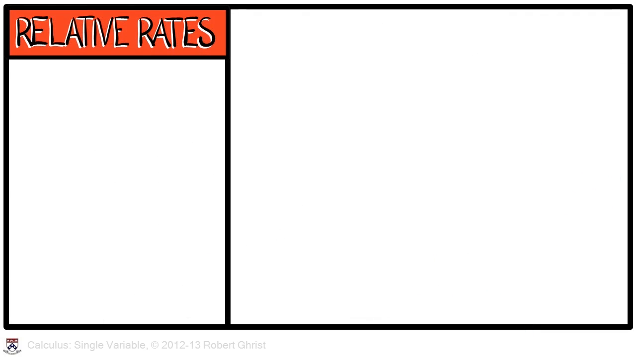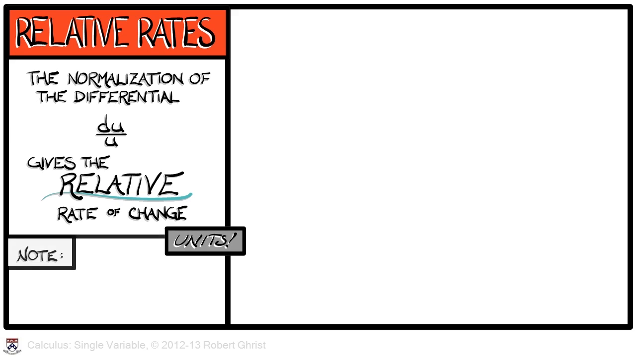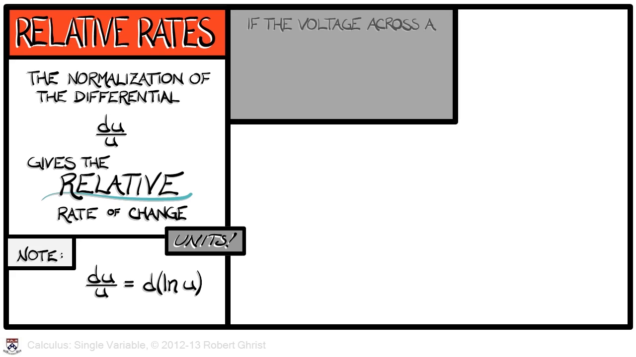A related concept is that of a relative rate of change. A relative rate is a normalization of the differential, something of the form du over u. This is telling you something about what percentage change you have. Notice it is unitless, and notice you could also get it in terms of the log of u. Let's put this idea to work.